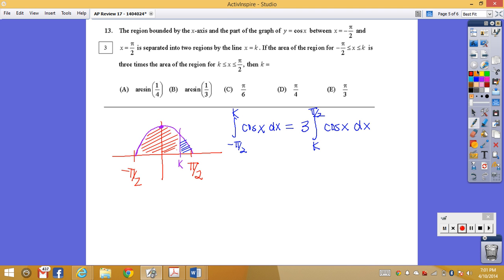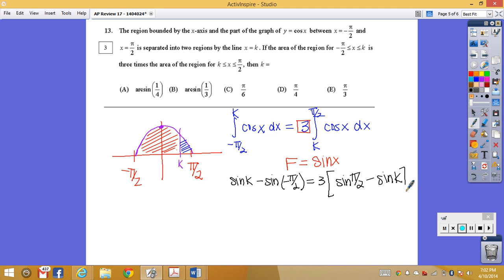So first thing is I'm going to find my antiderivative for both of these, which would be sine of x. So just be careful with this 3. So next step, F of b minus F of a. So in this case I'd have sine of k minus sine of negative pi over 2 is equal to 3 times the sine of positive pi over 2 minus the sine of k.